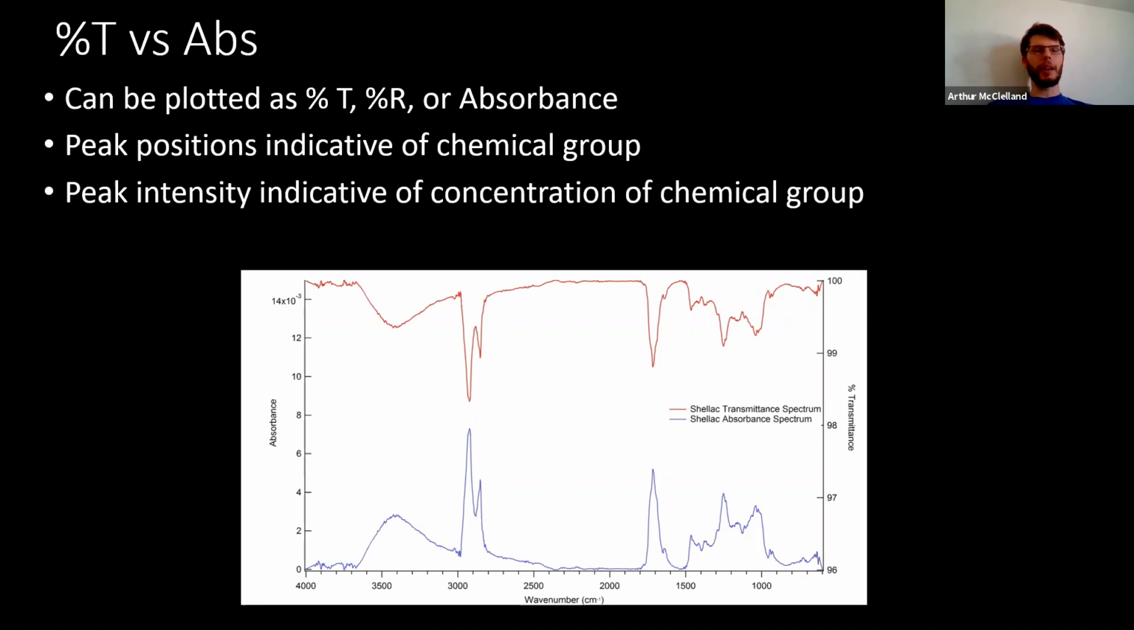Just some other notes about FTIR. You can plot FTIR on two different y-axes. You can plot it as %T or %R or as absorbance. You can do this also in UV-VIS. If you're trying to just measure the optical band gap or something like that, %T or %R is usually fine. Absorbance is used more if you're trying to do chemical analysis. You know, do I have a methyl group attached to this thing that I've designed?